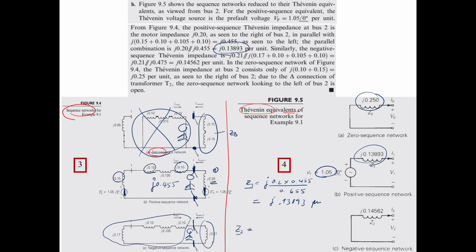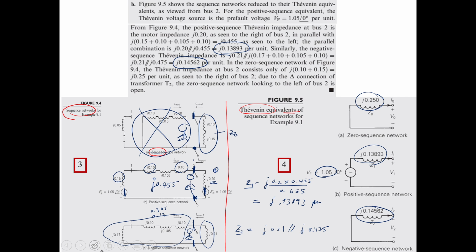Your C2 will be J of toy 2 1 in parallel to the sum of these four guys. So this is the point 305 plus 0.17. So you can have J of 0.475, right? J point 475, the parallel of these two. You just have the multiplication divided by the sum. So you have this one, 0.14562, which is here.